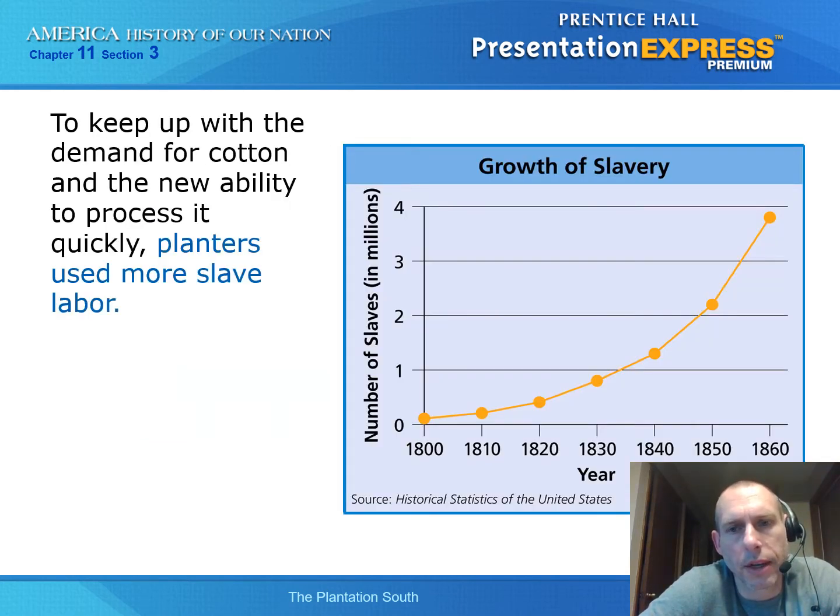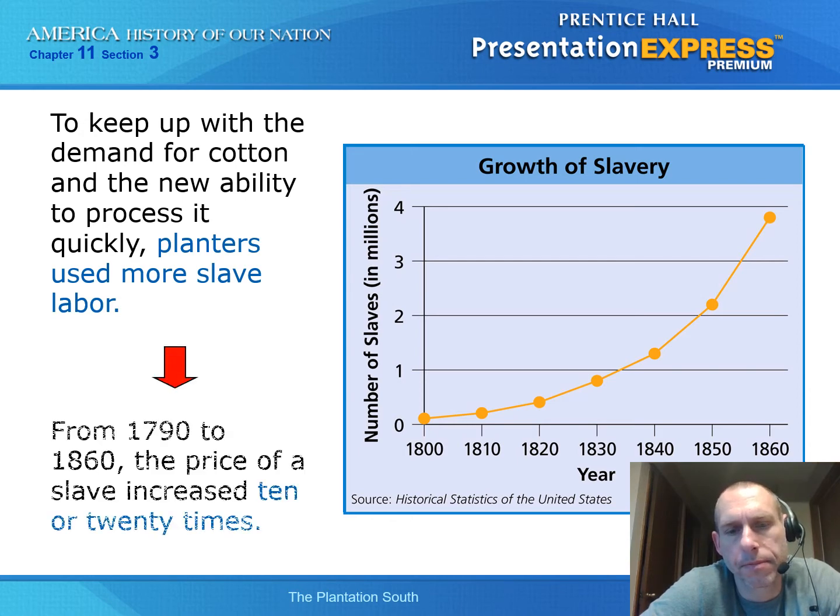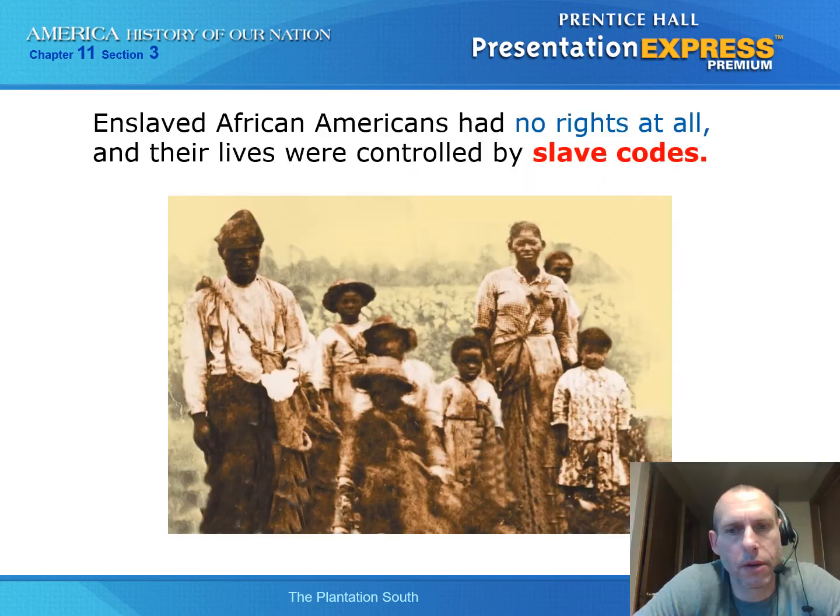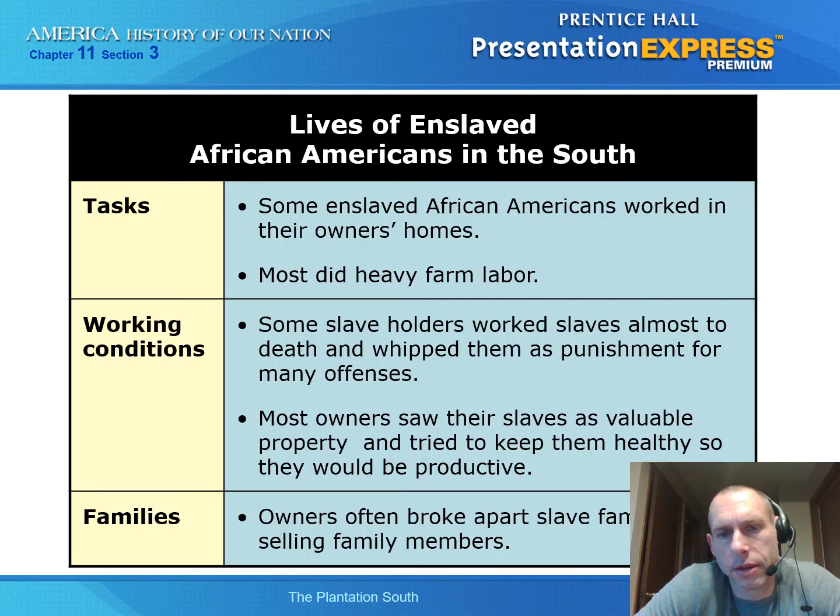Along with the production of cotton, you would need more manpower, and slavery then increased as well. You can see the growth of slavery here from 1800 to 1860. Prices of slaves went up as well as the demand. African Americans obviously had no rights as slaves, and we'll take a closer look at slave codes a little bit later. You can see some of the tasks here. Some worked in owners' homes, but most were working out in the fields with heavy farm labor. Working conditions were what we've read about and heard about in history books.